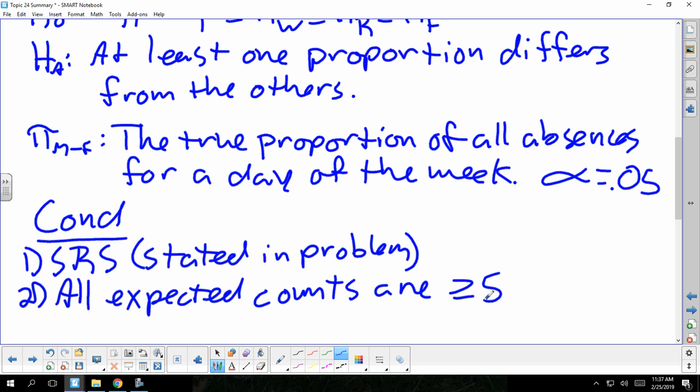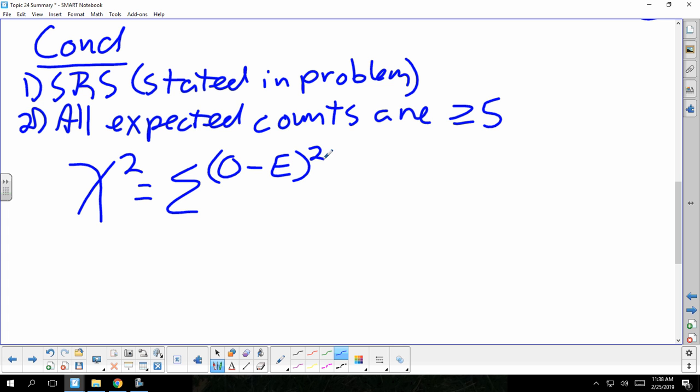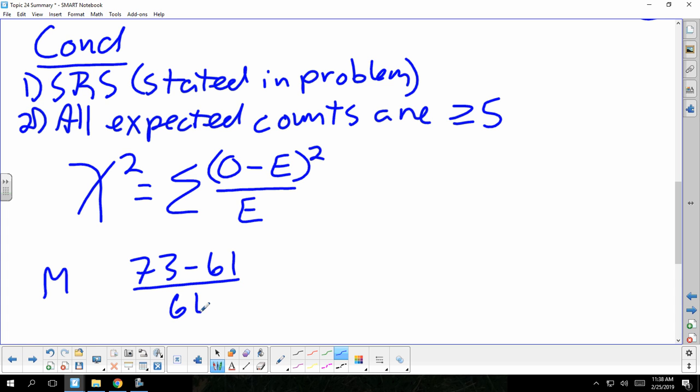Step 3, I want to calculate my test statistic. So remember what we're going to do for each of these. Remember our chi-squared test statistic? The sum of all of our observed minus the expected counts, squared, divided by expected. So let's figure out what the contribution for each of the days of the week is. So Monday, we have 73 minus 61 divided by 61. Remember that top is squared.